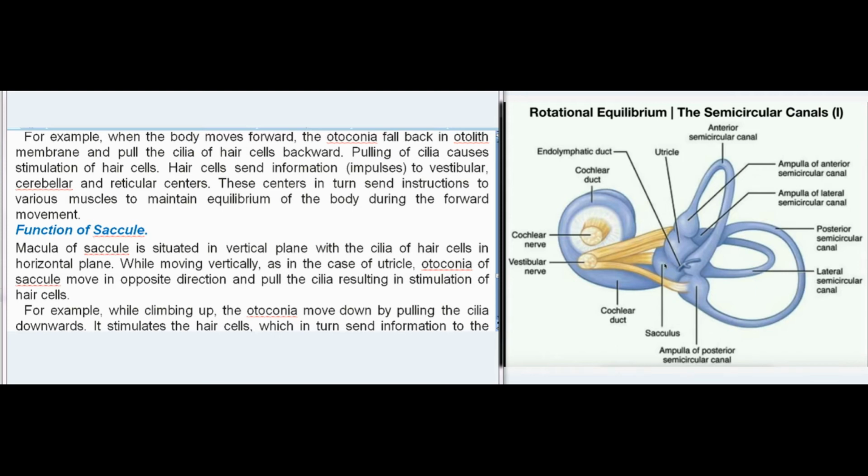Hair cells send information, impulses, to vestibular, cerebellar, and reticular centers. These centers in turn send instructions to various muscles to maintain equilibrium of the body during the forward movement.